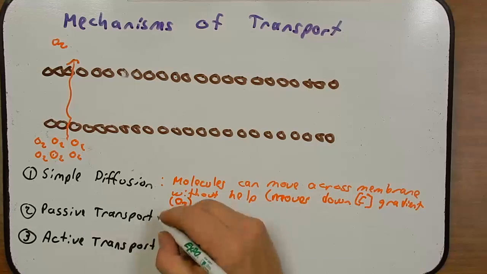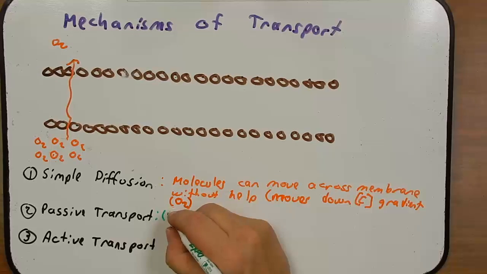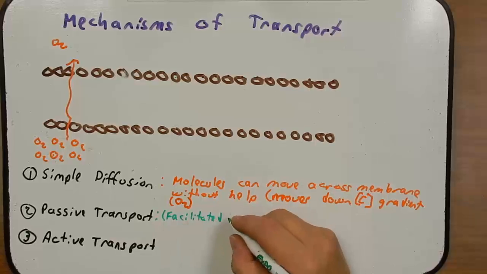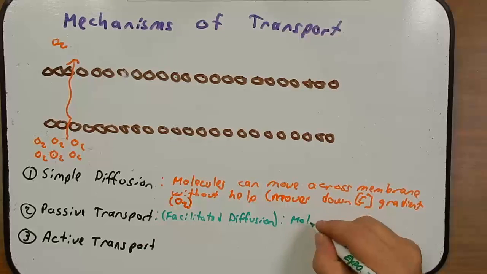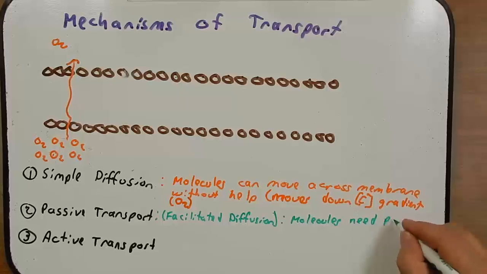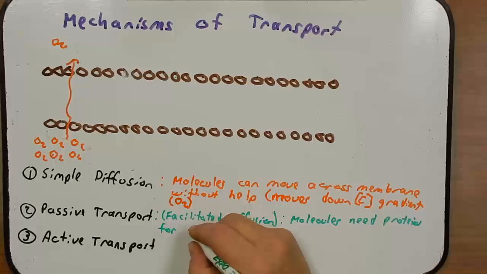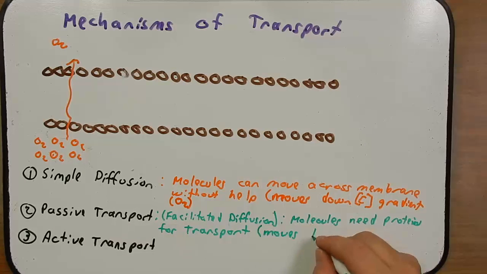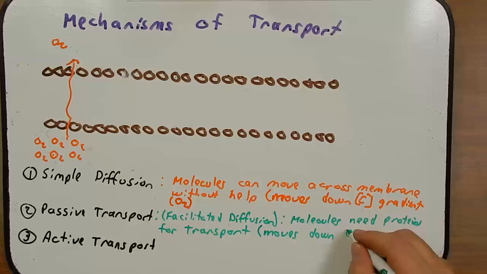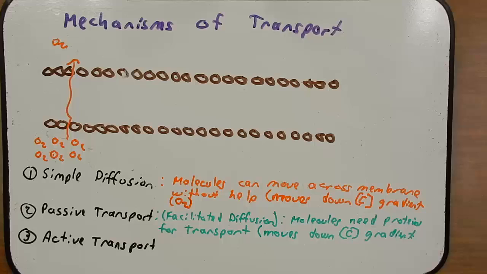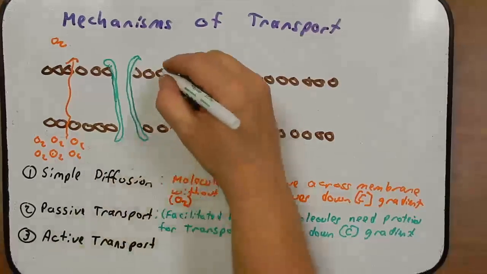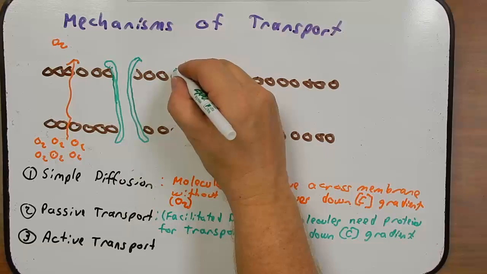Okay, passive transport. At one time you may have learned this as facilitated diffusion, but this is a situation where molecules need proteins for transportation. Like simple diffusion, passive transport moves down the concentration gradient. Now, passive transport can either use our channels, like so, or it could use one of these transport proteins.